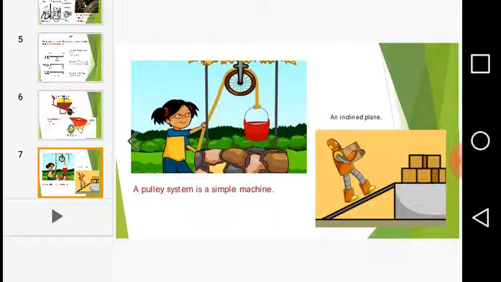So basically, we have said that machines are devices that allow us to do our work easily and conveniently. And there are three parts of machines. We have the load, the effort, and the fulcrum. And there are 6 types of machines: the lever, the pulley, the wheel and axle, an inclined plane, the screw, and the wedge are the 6 types of simple machines.